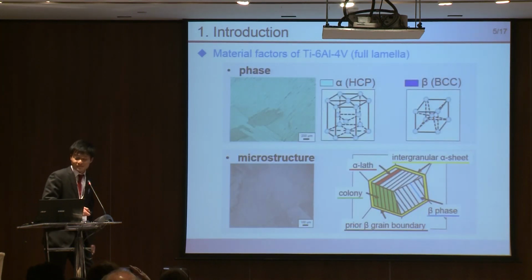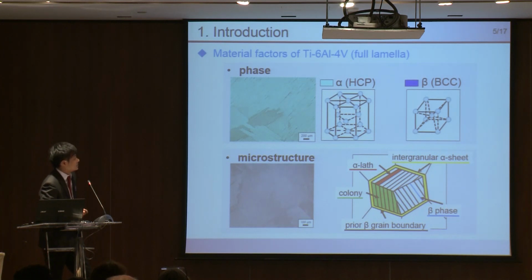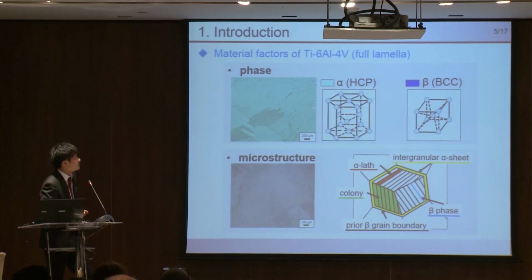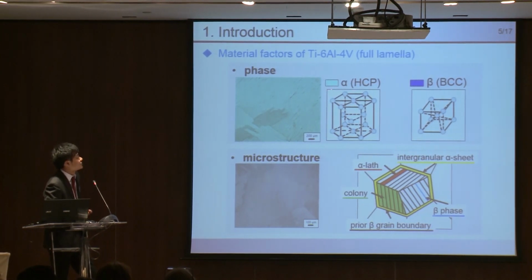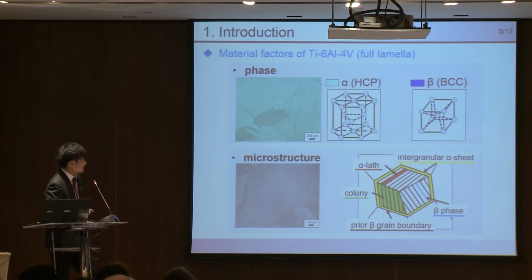Then I introduce material factors of fully lamellar titanium 6 aluminum 4 vanadium alloy. This is the phase map of this alloy. This alloy consists of two phases. The main phase is alpha phase, shown in this light blue color, which has an HCP structure. The other phase is beta phase, shown in this dark blue color, which has a BCC structure.